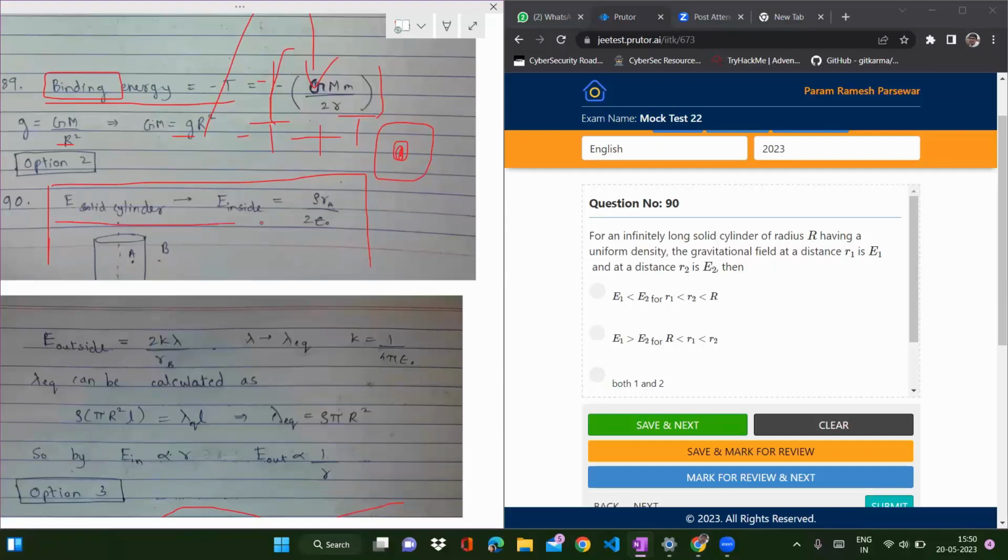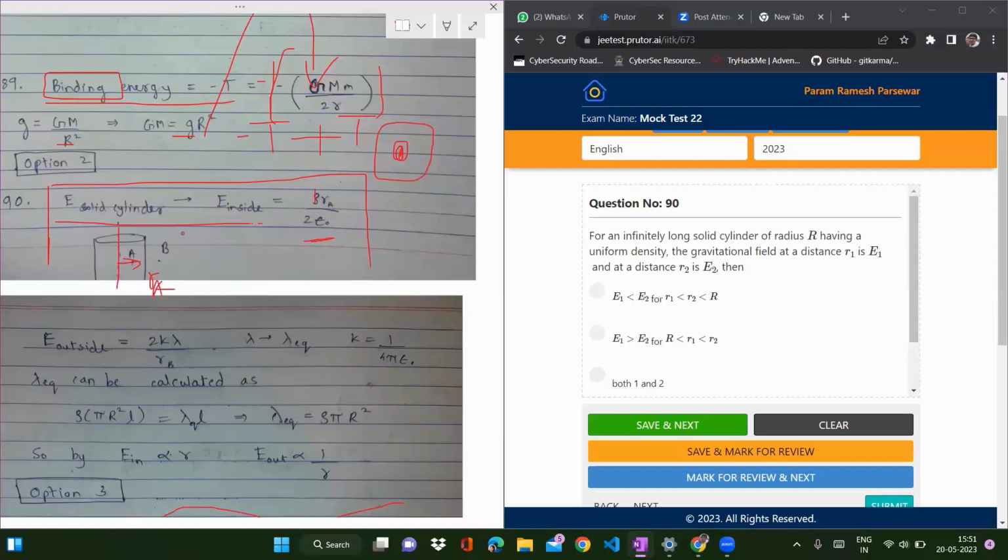So the value of the electric field inside the solid cylinder at any point A, if you consider the distance of this point A from the central axis to be RA, then the electric field inside at any point A is given as rho RA by 2 epsilon naught, where epsilon naught is the permittivity of free space, and rho here is nothing but the charge density of this infinitely long solid cylinder.